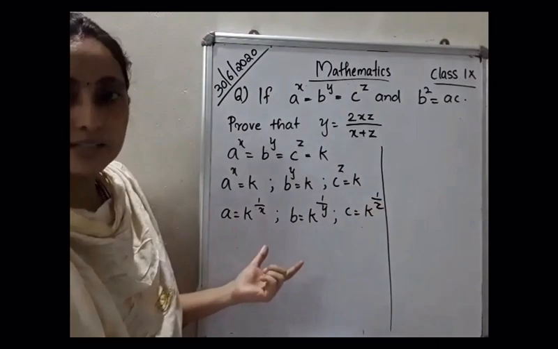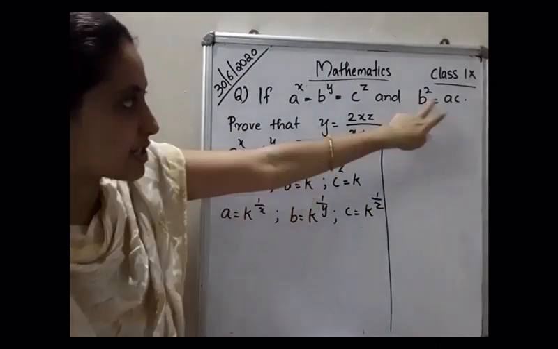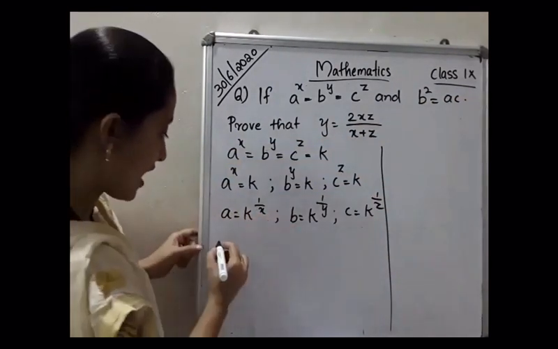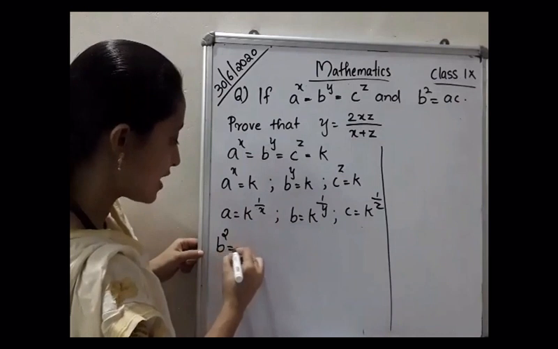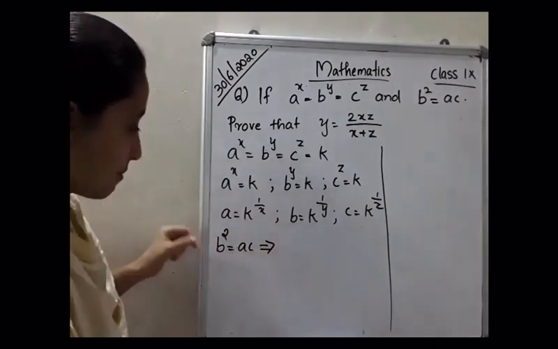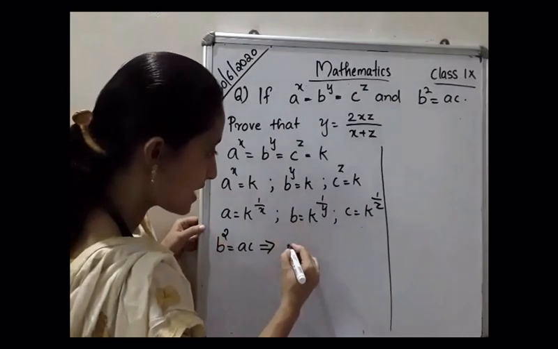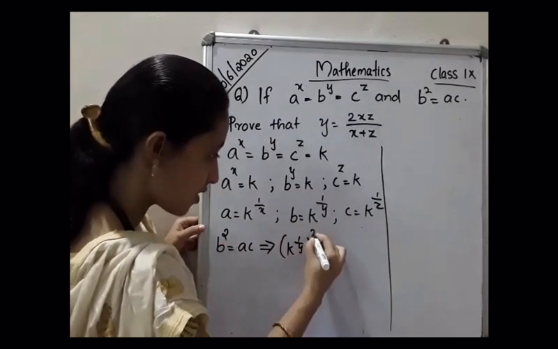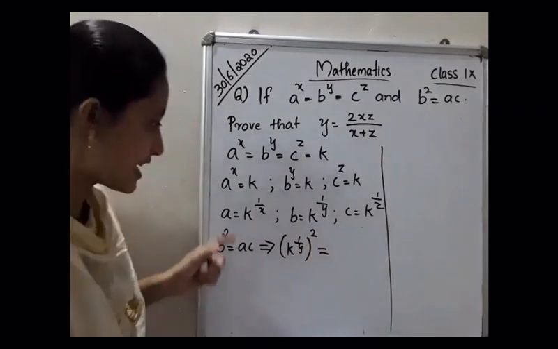Here the additional condition is b square is equal to ac. So what is b here? You write down here, b square is equal to ac, ac means a into c. Implies b is this. b square means k raised to 1 by y, the whole square is equal to, a is what?